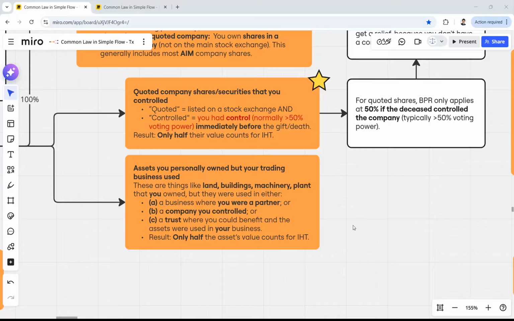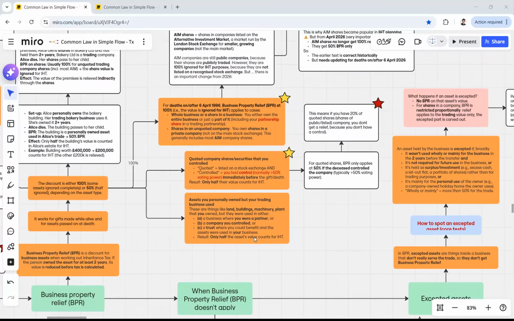And if someone else is using your building, like you're renting it to a third-party company, then again, you don't get any relief from here. But if your business was using your personal asset, then on the inheritance tax cases, you will get 50% discount.